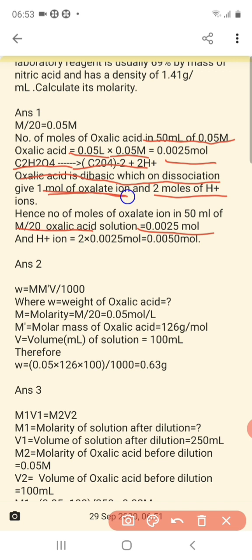And how many moles of H+ ion? 2 moles of H+ ion. So the number of moles of H+ ion present in the solution will be 2 multiplied by 0.0025 mole, and that will be equal to 0.0050 moles.